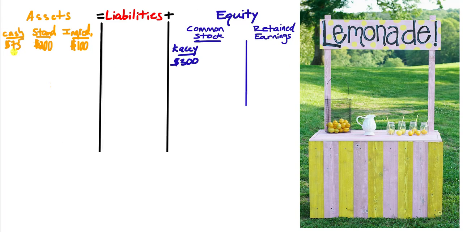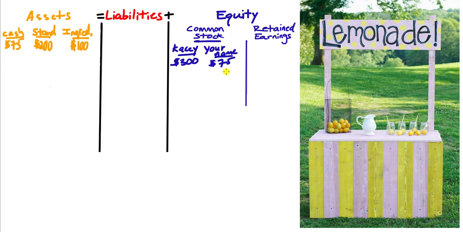So this $75 is related to common stock, but not common stock that she personally contributed. She's going to create another common stock account with your name in the title that has a balance of $75.